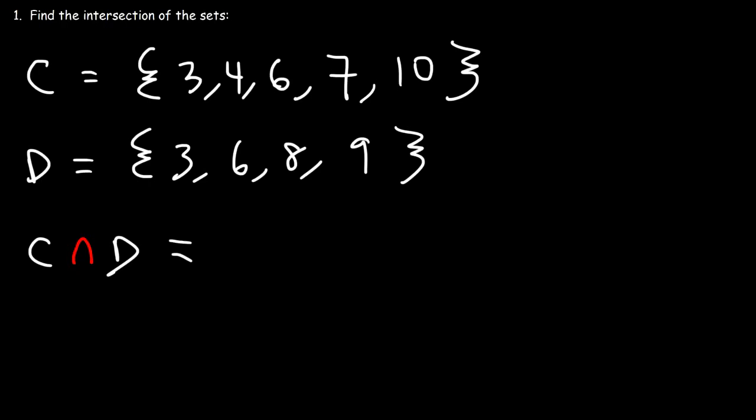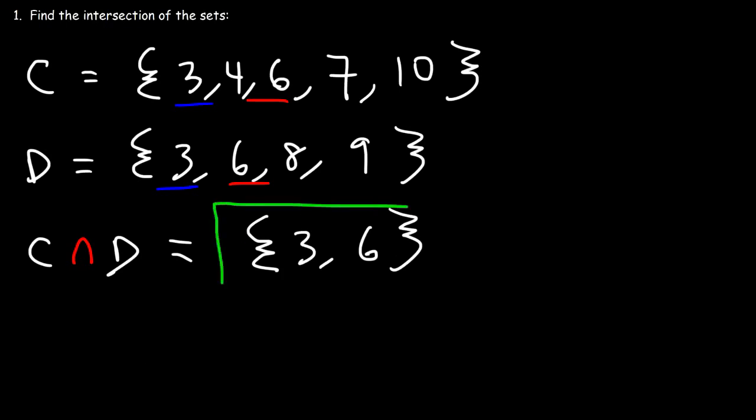So which elements are common to both sets? So 3 is common to both sets, 6, and that's it. So for this particular example, it's only 3 and 6. So that's the intersection of the two sets. So this is the answer.